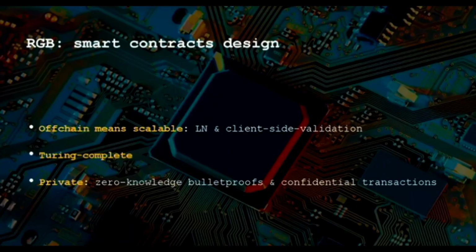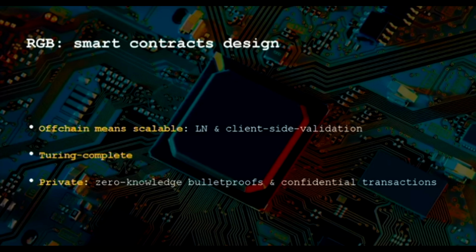So this is the smart contract portion of all of this. And so we've talked about off-chain, which means they're scalable. These smart contracts can also interoperate with the Lightning Network, which is a big deal as well. And they are Turing complete, meaning they can solve arbitrary computational problems. Again, the monetary component of a smart contract in the case of RGB is still secured by Bitcoin script and the UTXO or unspent transaction output model that Bitcoin uses.